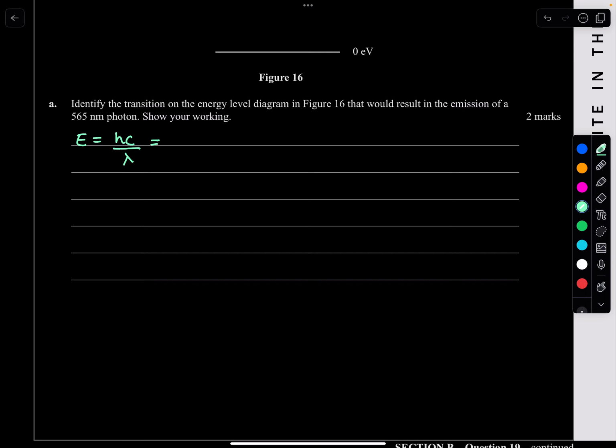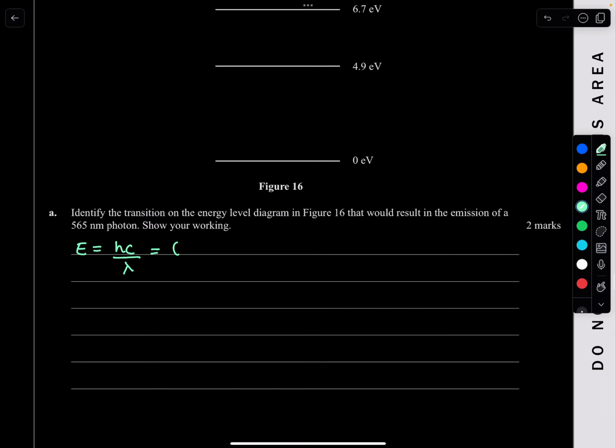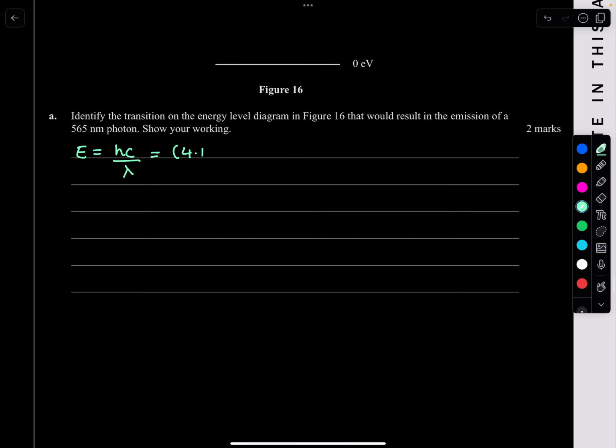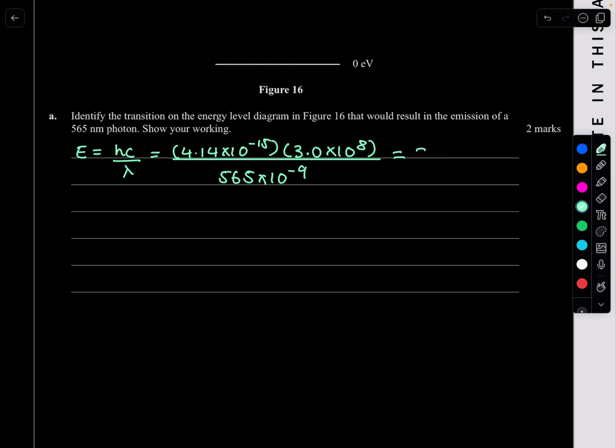Now we know the wavelength, so we know h is what? We want it in terms of electrovolts. So we're going to use 4.14 times 10 to the power of negative 15. I want to just double check that. Yep. Your speed of light, 3.08 times 10 to the power 8, all divided by your wavelength, which is 565 times 10 to the negative 9 meters. So that gives you approximately 2.2 electrovolts that will be emitted from emission.